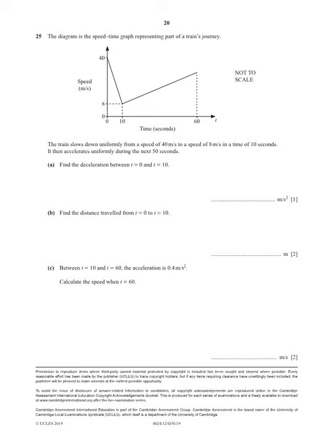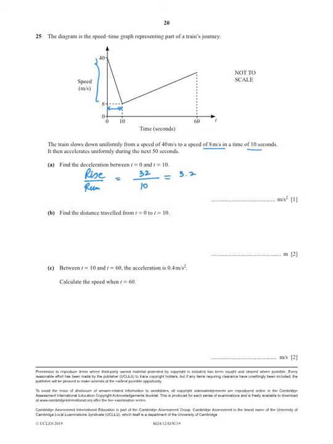Question number 25, the last question of this paper. It's from kinematics. It says that the train slows down uniformly from a speed of 40 to a speed of 8 in a time of 10 seconds. It then accelerates uniformly during the next 50 seconds. Find the deceleration. For deceleration, you apply the working formula of rise divided by run. For the rise part, it's basically from 40 till 8, the rise is 32, and for the run, that is on the x-axis, it's 10. So the deceleration is 3.2, and that is your answer.